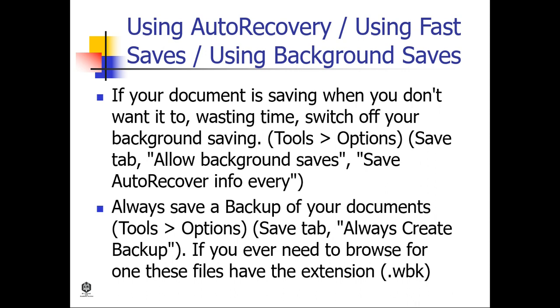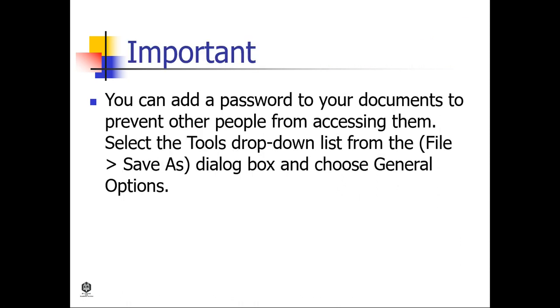Let's talk about using AutoRecover, fast saves, or background saves. If your document is saving when you don't want it to, wasting time, switch off your background saving. Tools, then Options, then Save tab, allow background saves, or Save AutoRecover info every. Always save a backup of your documents. Tools, then Options, then Save tab, or always create backup. If you ever need to browse for one of these files, they have the extension .wbk.